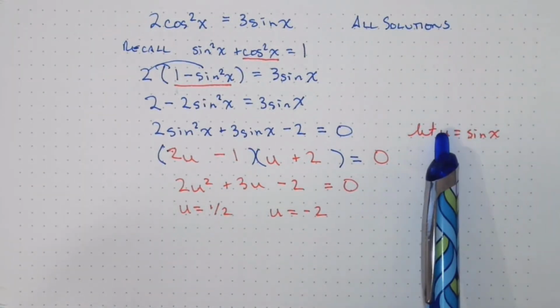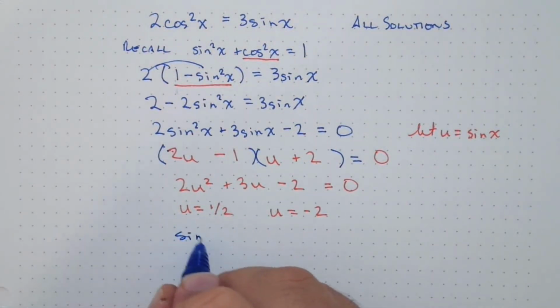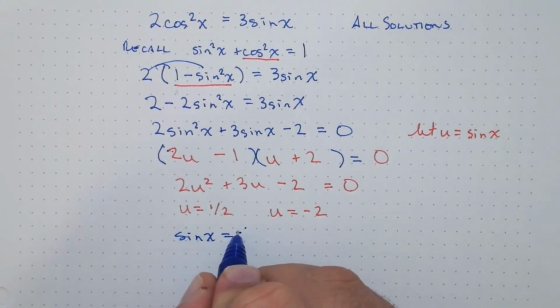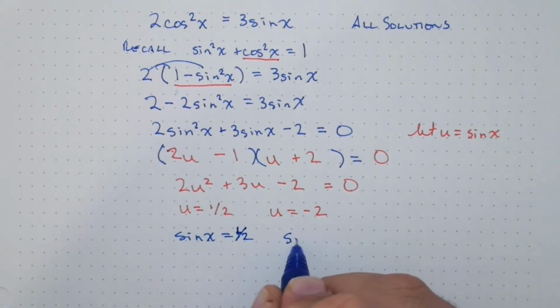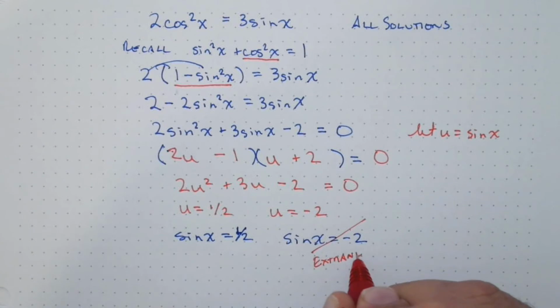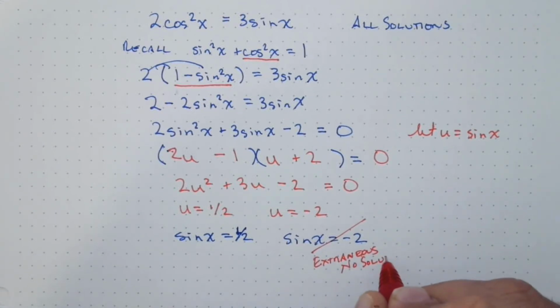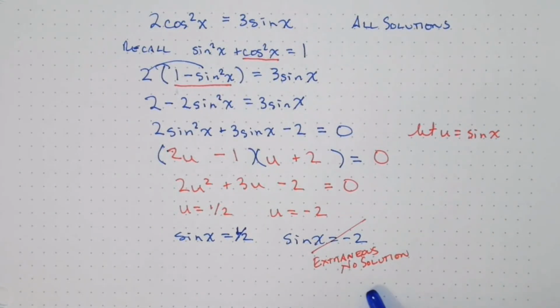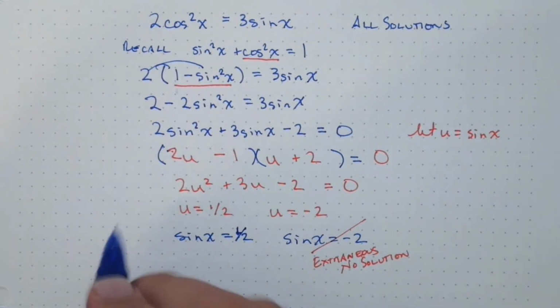But remember, what was our substitution? Sine of x needs to be 1/2 or sine of x needs to be negative 2. We know that sine of x cannot be negative 2, so this would be extraneous. Or we could simply say no solution here. That there is no solution would probably be a better way of saying it. And sine of x is going to be equal to 1/2.